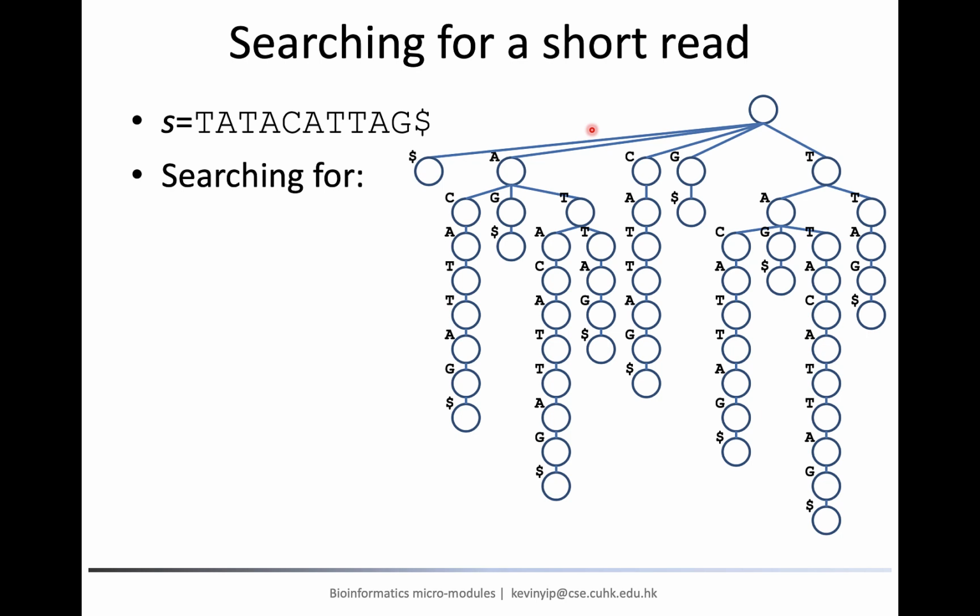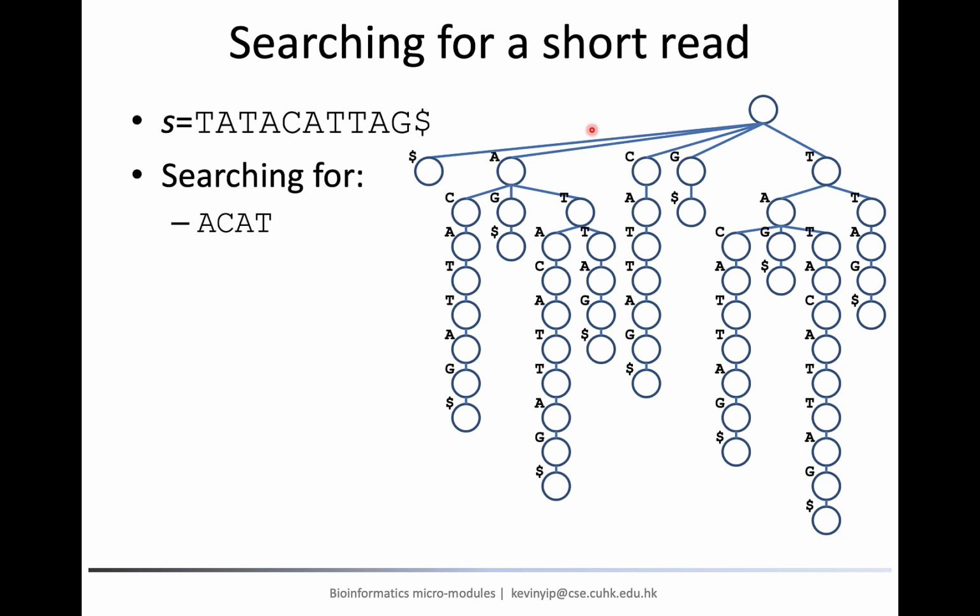Now let's see how we can do text search using the suffix trie. The idea is very simple. Starting from the root, we look for each successive character in the query from the children of the current node. If we successfully do that for every character in the query, then it is a subsequence of the index reference sequence. Otherwise, it is not.